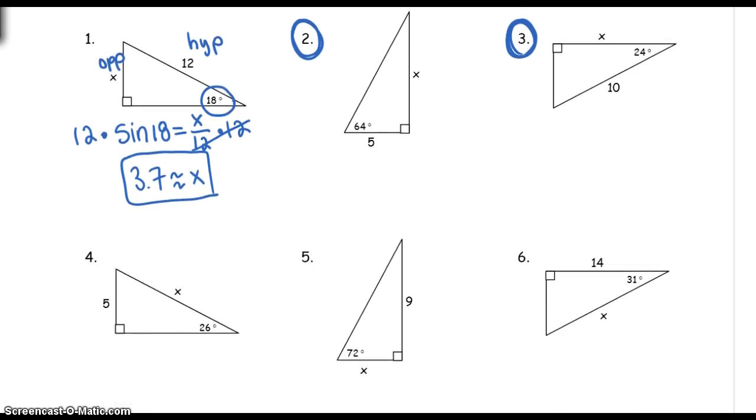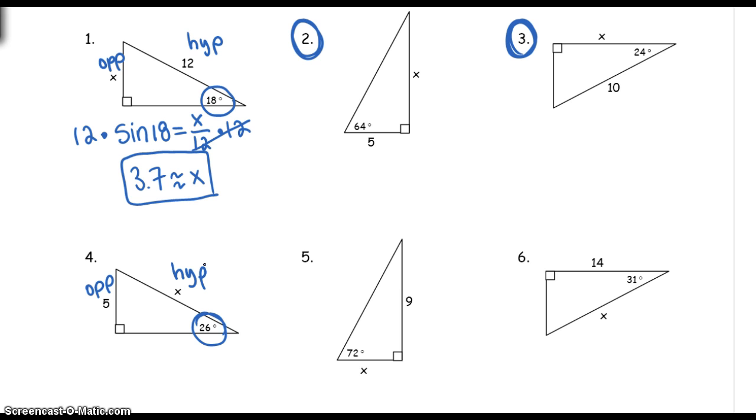Let's keep going. Let's look at number 4. On number 4, what angle did they give me? 26. So I circle the 26. Then I label what I know. Well, my opposite is here. It's 5. And I do have hypotenuse here, which is x.